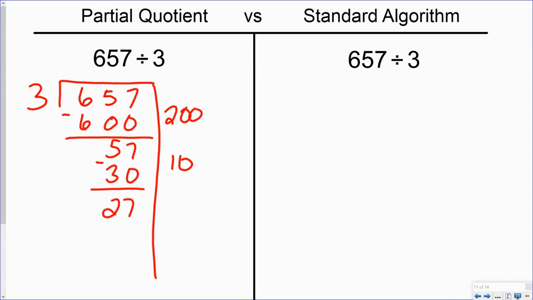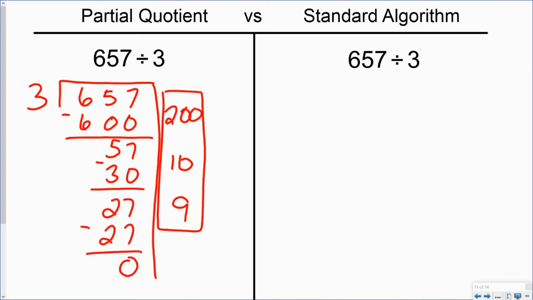How many groups of 3 go into 27? 9 of them do, so I subtract my 27, and I get 0. So then I add this group of numbers up, and I come up with 219. So now we go to the other side here, and we're going to set it up the same way.